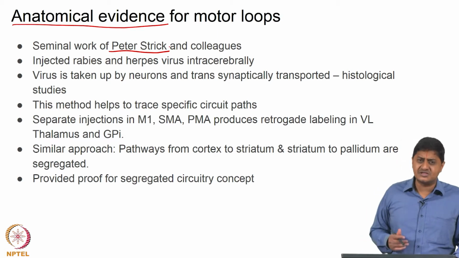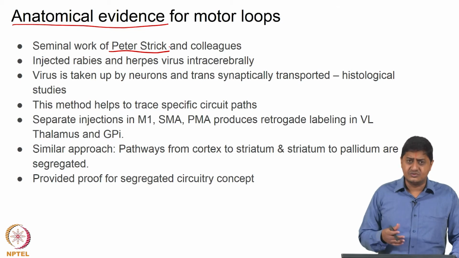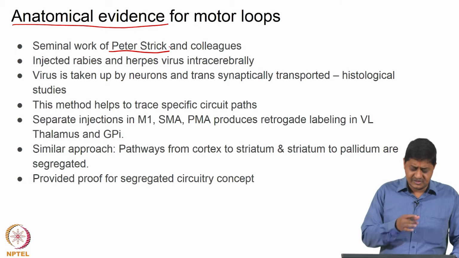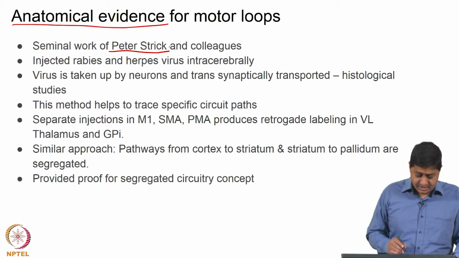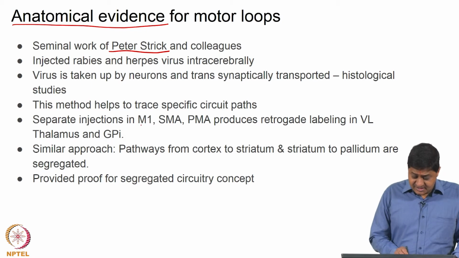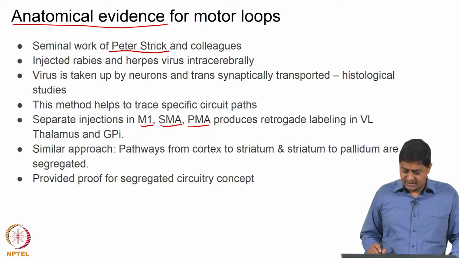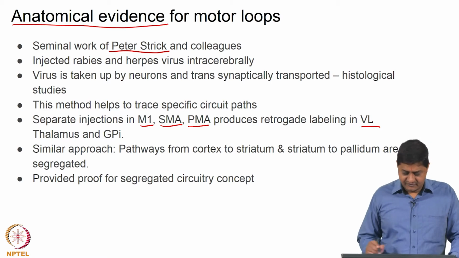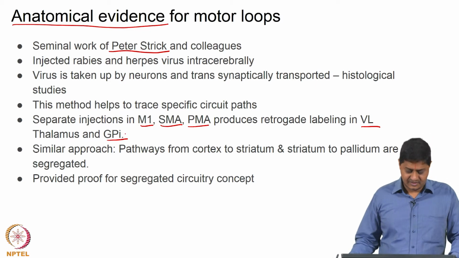This is also used to trace pathways from other regions to other regions. In other words, this is also used to trace pathways from the spinal cord to the cortex and vice versa, etc. Of course, separate injections in primary motor cortex, supplementary motor area, and premotor area produce labeling in the ventrolateral thalamus and the GPi.